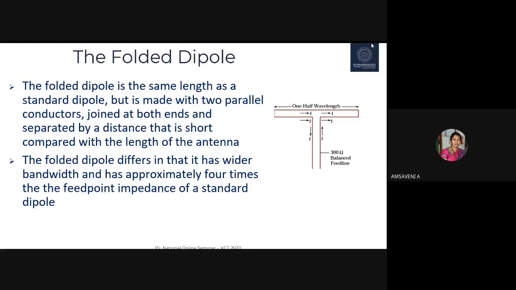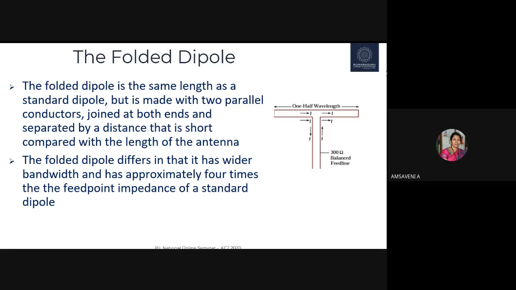The radiation resistance of a folded dipole is n square into 73 ohms, where n is the number of dipoles used. You can have either a two-way folded dipole or a three-way folded dipole. So if it's a two-way folded dipole, it is 2 square into 73, so it's around 292 ohms. Similarly, if you have a three-way folded dipole, you will get a radiation resistance of 657 ohms. The spacing should be very small. The spacing also decides the radiation resistance.